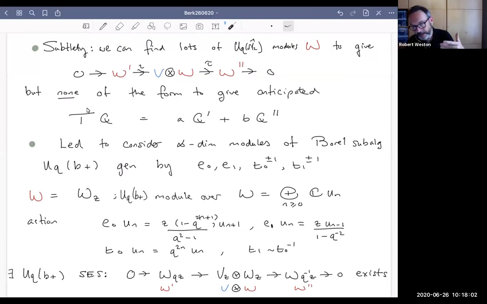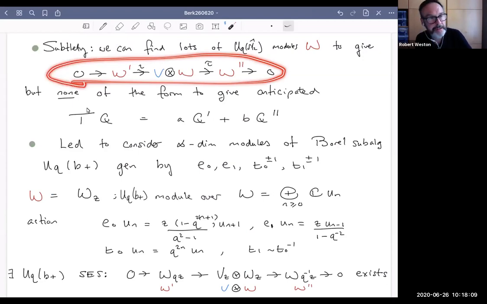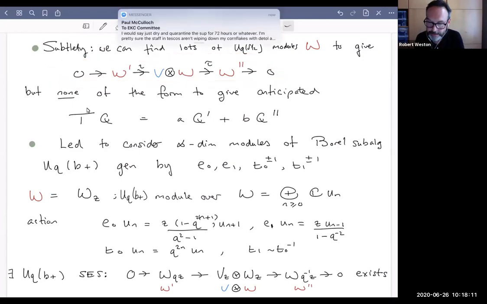So what about the Q operator? Well, I've said I get fusion whenever I have such a short exact sequence, and I can choose many W's and W primes and W double primes.